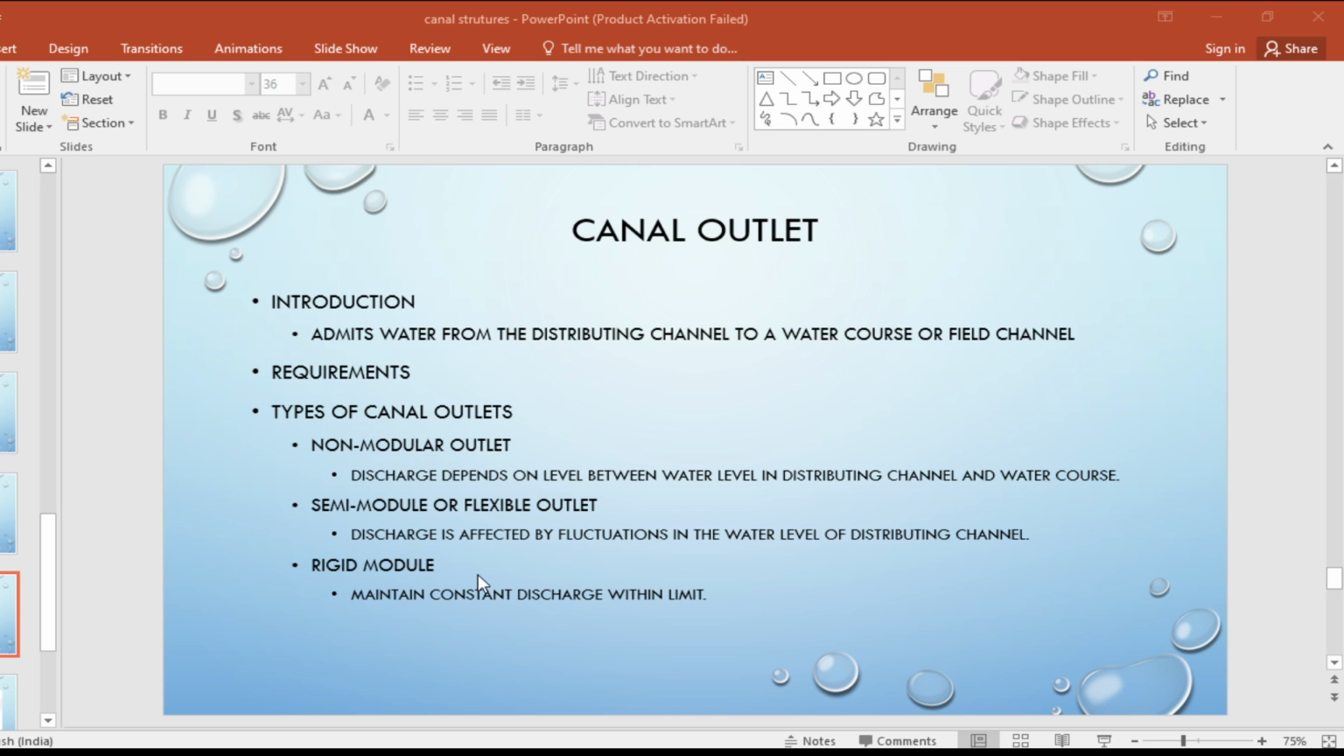Rigid module outlet. Now, a rigid module is the one which maintains constant discharge within the limit. Now, this constant discharge is irrespective of fluctuations in the water level in distributing channel and field channel.